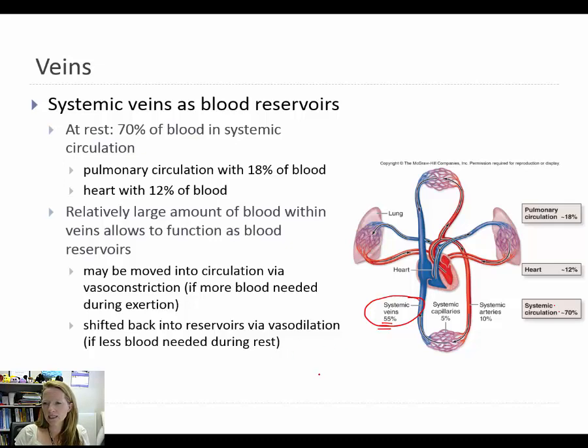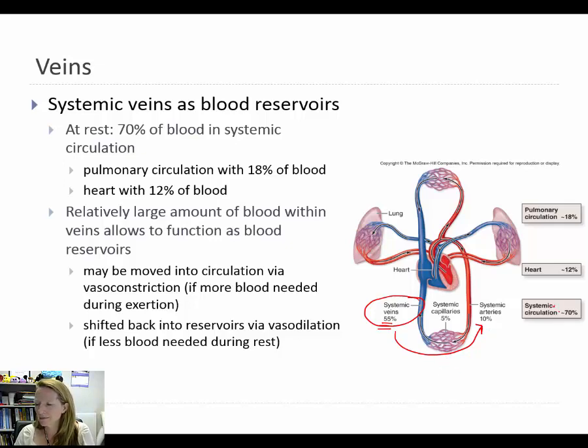So that makes the vein something called a blood reservoir. They're called capacitance vessels because they're able to distend a little bit better and hold larger volumes of blood. So they act as these blood reservoirs. So in times of need, like whenever we're exercising or things like that, or hemorrhaging, vasoconstriction can occur. And that's just going to shift the blood over into the systemic arteries over there.